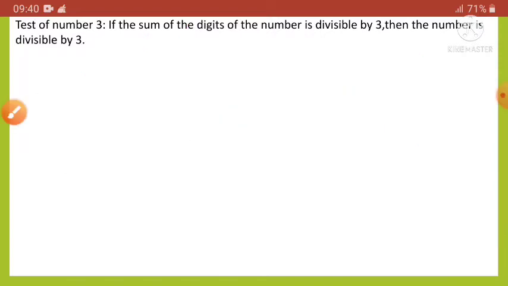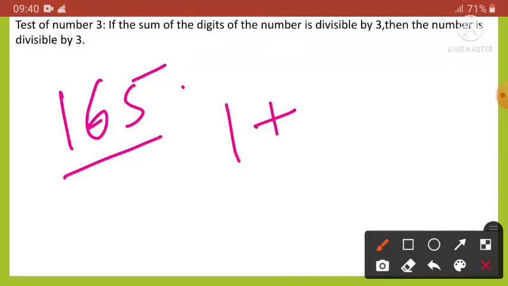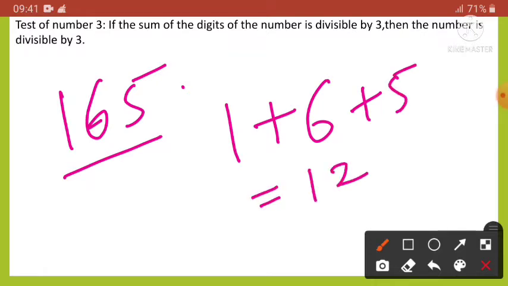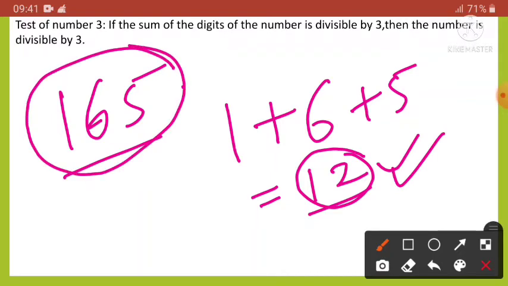Again I am taking another. Suppose I am taking the number 165. Is this number divisible by 3? What is the rule? At first we have to sum all the digits in the number. So we get 12. Now try to divide this number by 3. 12 is divisible by 3. Yes, so if this number is divisible by 3, then we can say that the number 165 is divisible by 3.